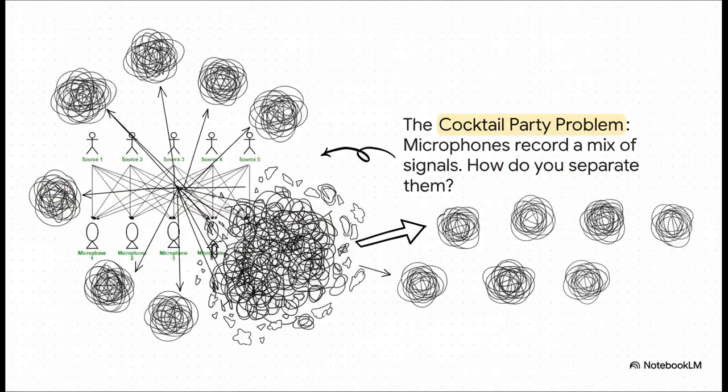Imagine you've got microphones all over the room. Each one is picking up a slightly different mix of everybody's voices. This creates a whole set of jumbled, overlapping signals. So the real challenge is, how do you untangle that mess and pull out each person's individual voice?